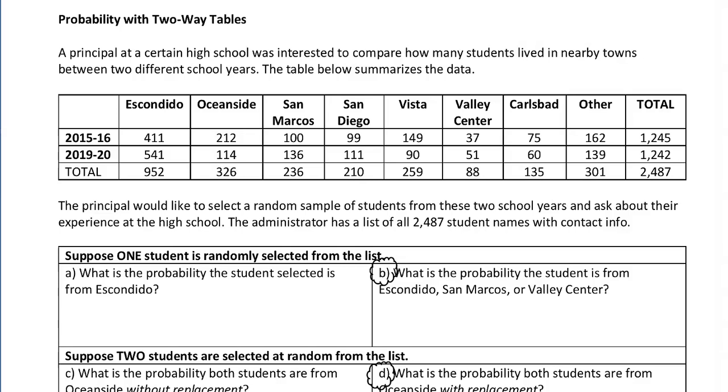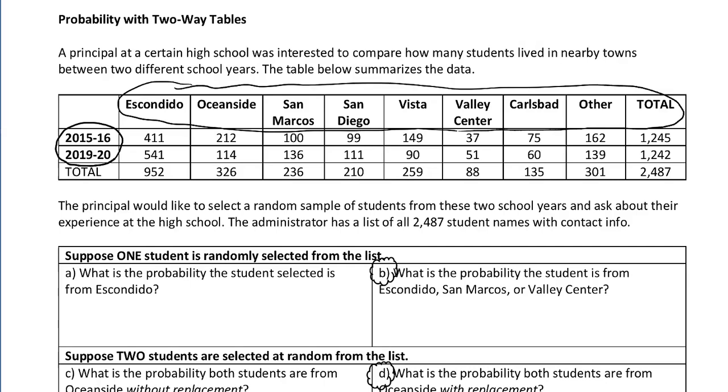You can see here on your screen, this is a two-way table. A two-way table has two different variables. One variable on this side: what year is it? So that's one variable. And then the variable shown in the top with these different towns, this variable is location, or where a student lives. So this is a two-way table.